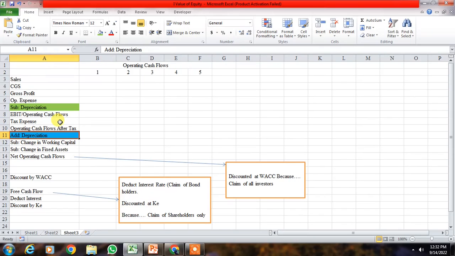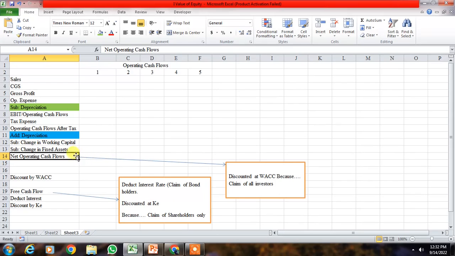Okay, my dear, once we have added the depreciation again, we subtract the change in working capital if it occurs in this time period, and then we deduct the change in fixed assets if it occurs in this time period. It results in the net operating cash flows. At this point, if you see, we didn't deduct any interest, any preferred share dividend, or any common share dividend. So the three different kinds of investors, preferred shareholders, common shareholders, and bondholders, all have a claim on this value.